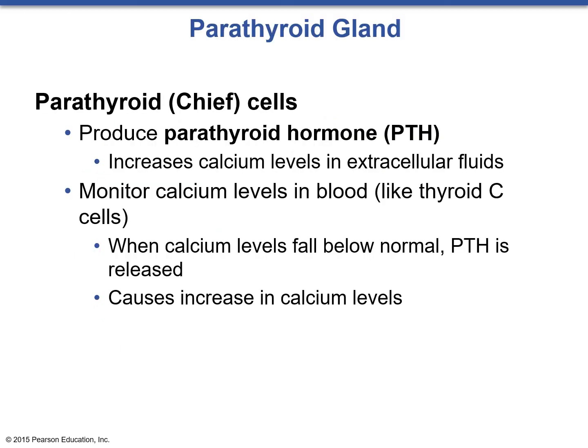The parathyroid glands have chief cells on them. These produce parathyroid hormone, which is the only hormone made by the parathyroid gland. Its function is to increase the calcium levels in your body. It does this by monitoring calcium levels in the blood like the thyroid C cells do. From here, when calcium levels fall below normal, parathyroid hormone will be released. This causes an increase in calcium levels.